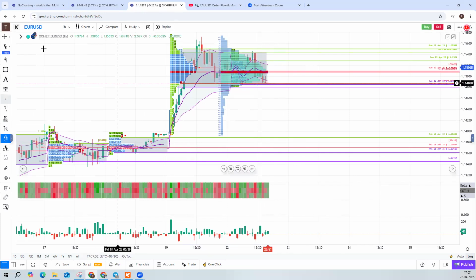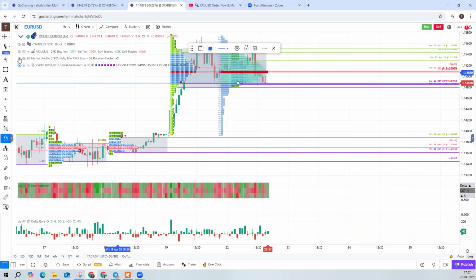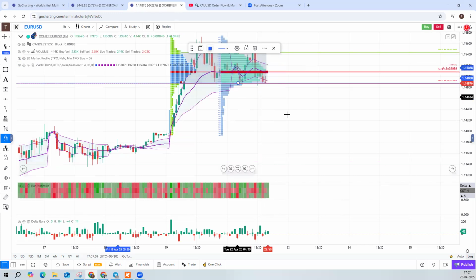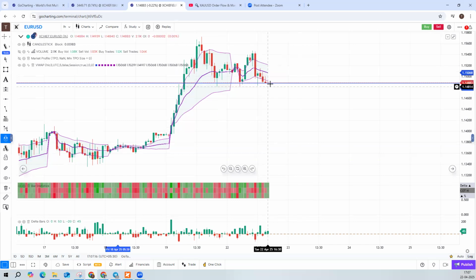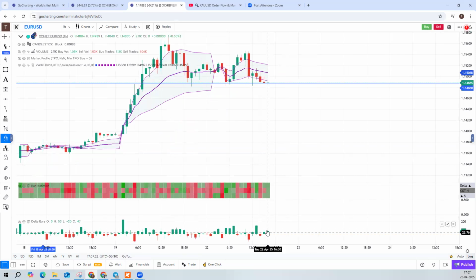If we draw this level, and let me switch off everything, I'll switch off the market profile and remove the fixed range market profile for clear visibility. Now, guys, you see the market is near this level and the slope of the VWAP is also downside. But what is happening with the delta? The delta is not negative, so right now we should not attempt this trade. Once we start seeing the delta on the negative side, then we wait for a small pullback.